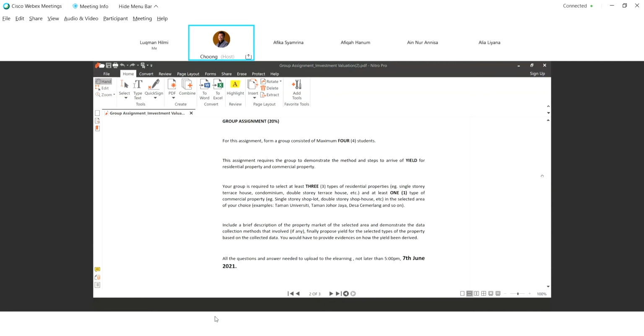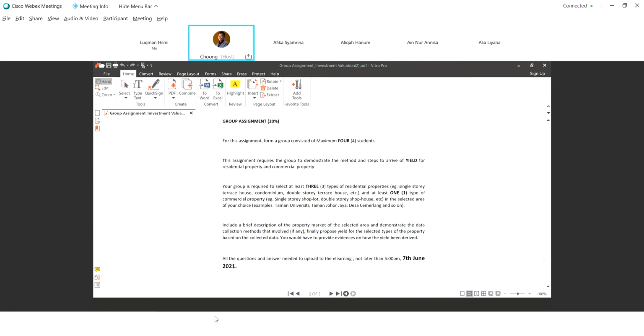commercial property. So mungkin sebab ada 4 orang dalam satu grup tu, setiap satu student tu boleh fokus pada one type lah, tak kisahlah. So katakan one of you focus on the single story terrace house, another one focus on the condominium, another one focus on the double story, and the one focus on the shop houses. Example. So because you have 4 students per group. But kalau your group have only 3 students, so likely you might have to share another property with each other.